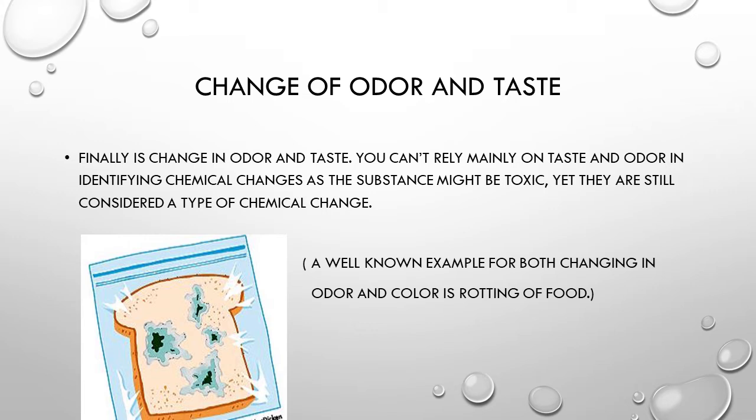You can't rely on the change of odor and taste because some substances can be toxic. Yet they are still considered types of chemical change or signs. A well-known example for this is rotting. When food rots, it will change in odor and in taste.